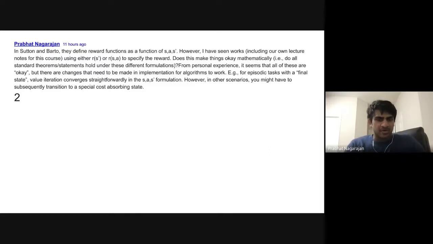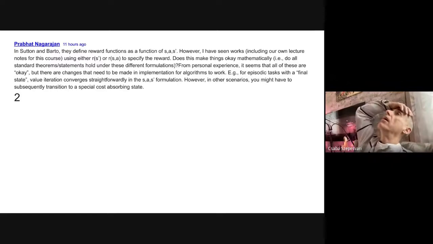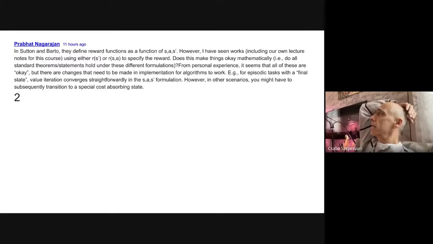My question is kind of vague, but does it matter mathematically for most theorems and statements which of these formulations for reward we use? I do know that sometimes, depending on how you formulate reward, it can make changes in implementation, but I'm not sure from a theoretical point of view. Right. So the truth comes out now.